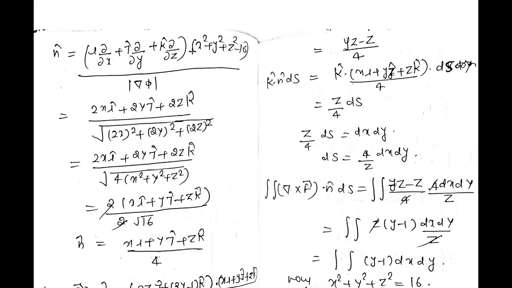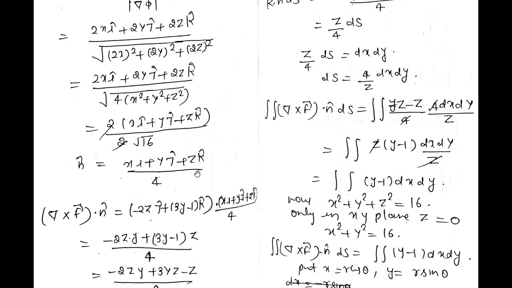Now, 2xi plus 2yj plus 2zk is the partial differentiation, and modulus of grad phi means the coefficient of 2x whole square, plus 2y whole square, plus 2z whole square. This is called magnitude. So 4 is common, x square plus y square plus z square is given 16. And your final n cap is xi plus yj plus zk upon 4.